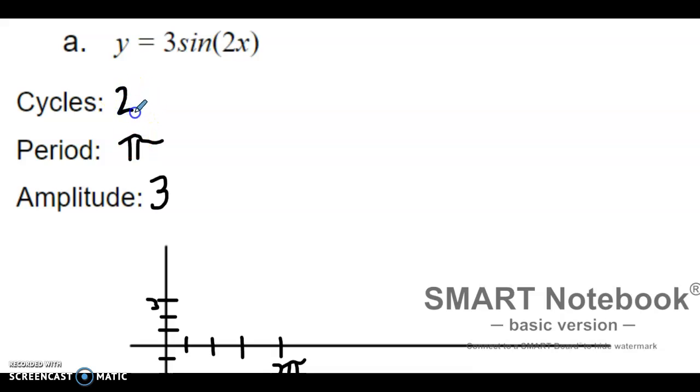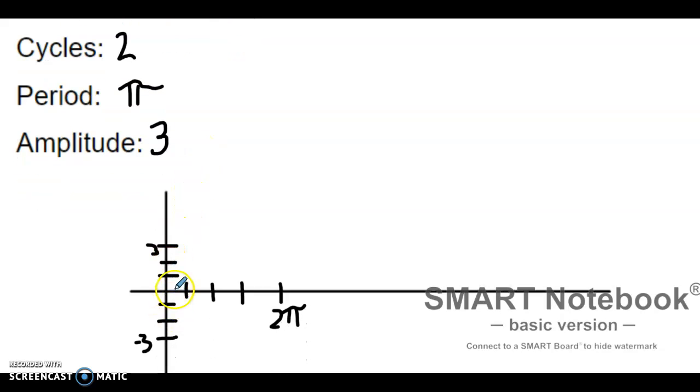So there's going to be 2 cycles from 0 to 2 pi, so it would look like this. It's going to go up to 3 and down, and I'm kind of goofing up there, and then another one comes up and down and back up. So you have 2 complete cycles when you get to 2 pi. Hopefully your graphs look a little better than mine.